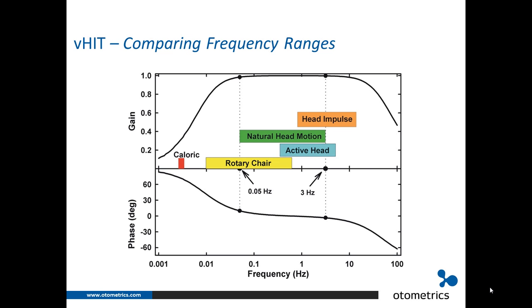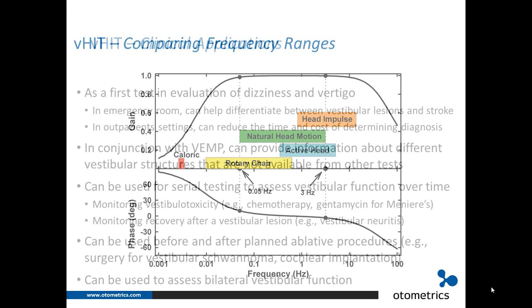The rotation chair test covers frequencies that are at the low end of the natural head movements, whereas the active head rotation covers frequencies that are at the higher end of natural head movements. The head impulse test roughly covers the same frequencies as the active head rotation. The approximate frequency for the caloric test is considerably lower than all of the other tests.